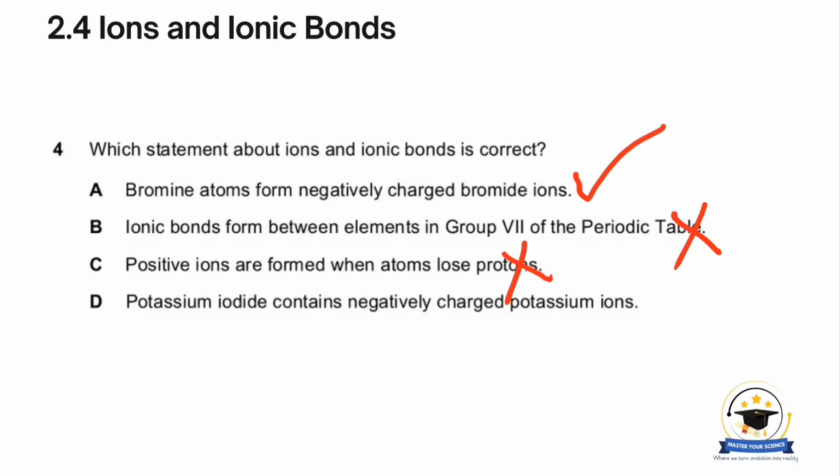Then D: potassium iodide contains negatively charged potassium ions. This is incorrect because potassium being a metal will prefer to lose electrons and form a cation. So the correct answer here would be A.